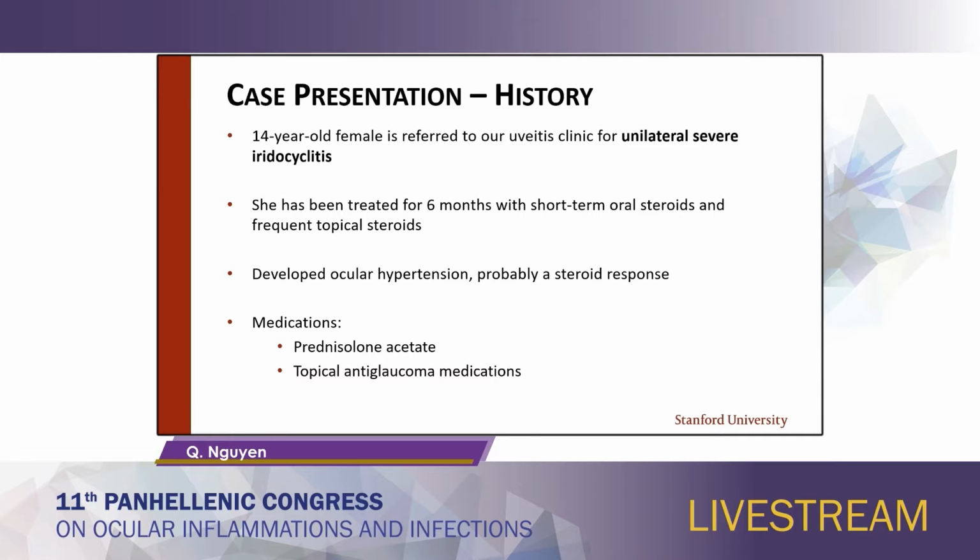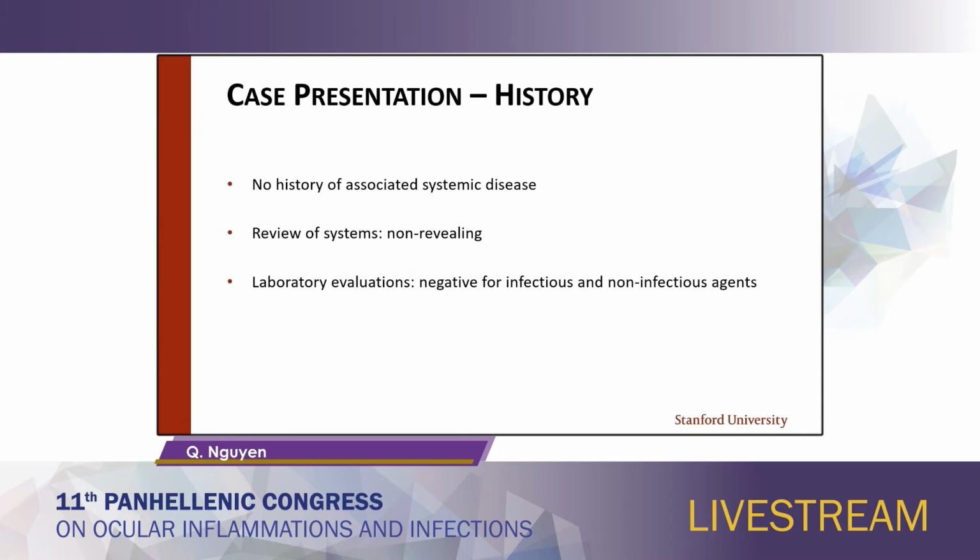The patient was a 14-year-old female who was referred to our uveitis clinic for unilateral severe iridocyclitis. She had been treated for 6 months with short-term oral steroid and frequent topical steroid. She developed ocular hypertension and likely was a steroid responder. Her medication at the time of presentation to us was prednisone acetate and topical anti-glaucoma medications. The patient has no history of associated systemic disease, review of systems was non-revealing, and laboratory evaluation was negative for infectious and non-infectious agents.